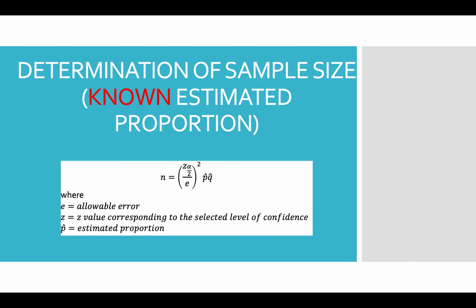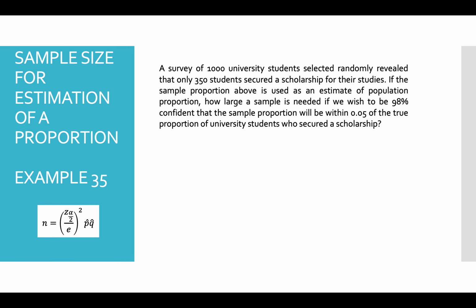Let's take a look at how to determine the sample size for known estimated proportion. As you know, the formula is given by n equals (z alpha over 2 over e) squared times p hat q hat, where e is the allowable error, z is the z value corresponding to the selected level of confidence, p hat is the estimated proportion, and q hat is given by 1 minus p hat. Let's take a look at example 35.